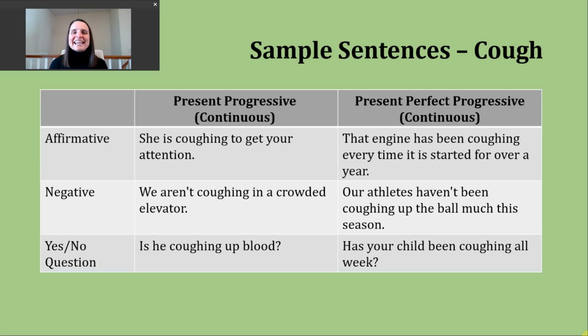Finally, if you want to ask a yes or no question in the present perfect progressive, start with have or has, then you're going to have your subject, then we'll have been, and then the ing form of the verb. Here's another example. Has your child been coughing all week? This is a question you might hear from a nurse or a doctor as you call and try and make an appointment, or maybe even having a medical visit as they're trying to assess how long someone has been sick or how long they've had particular symptoms.